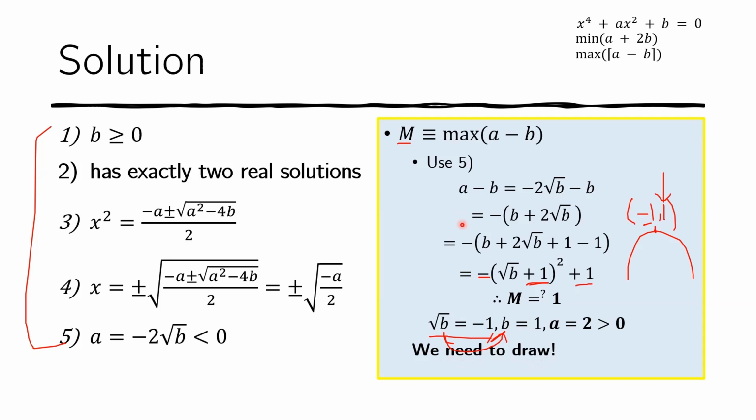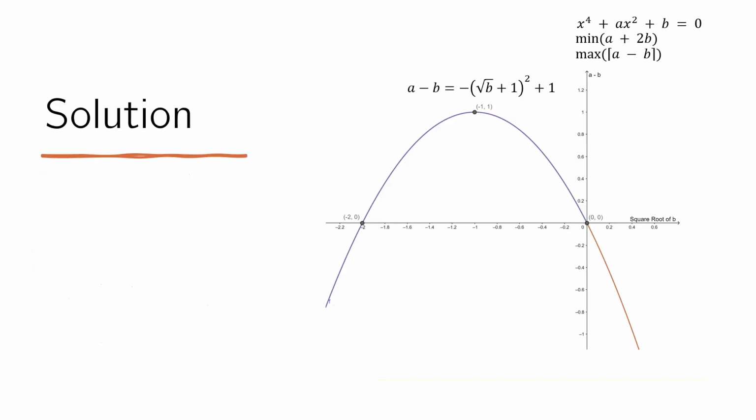So let's try to draw this parabola that we had here. Here we just draw the parabola that we got from the previous slide, and this is what we get. And just as expected, the vertex is at negative 1, 1. And if we recall, we were testing if the maximum of a minus b is in fact 1, and it would have been if we considered the entire parabola.